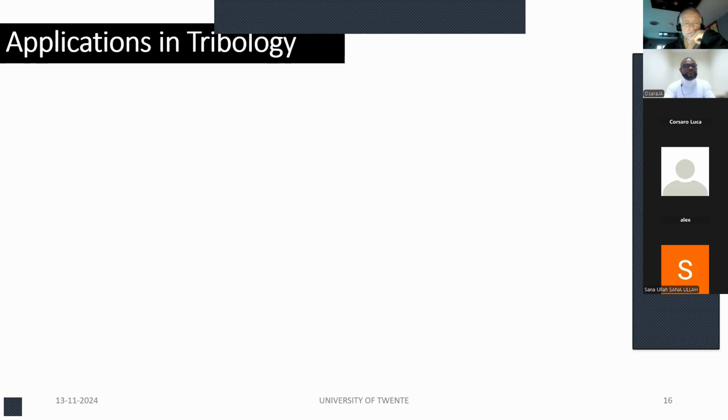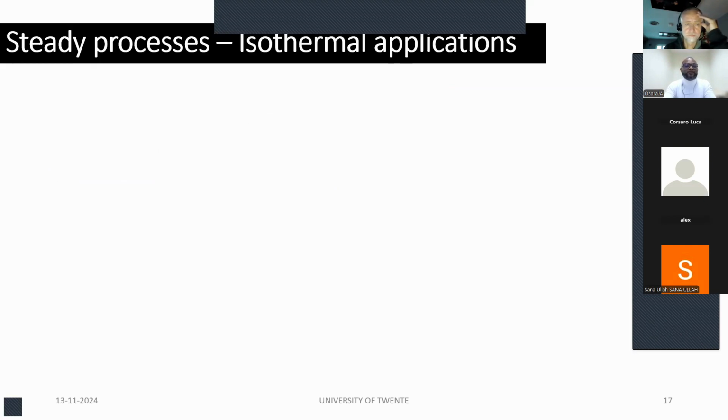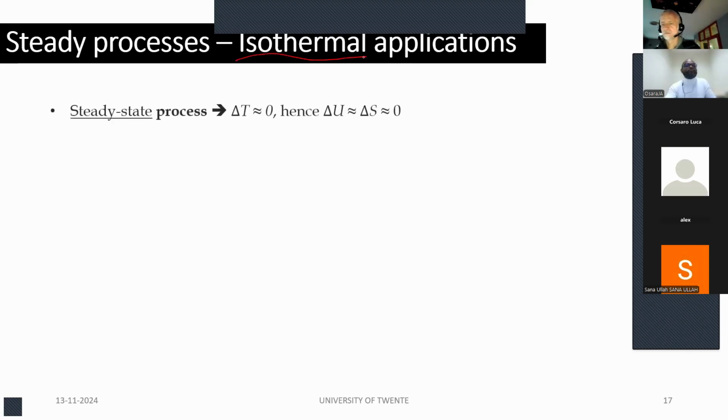Now, everything else that I have left will be applications. So first we start with the steady processes. In this case, temperature is held constant or it changes very minimally. For those kinds of processes, the delta T is approximately zero. We call them steady state processes.